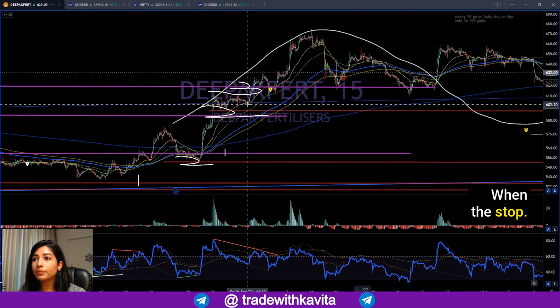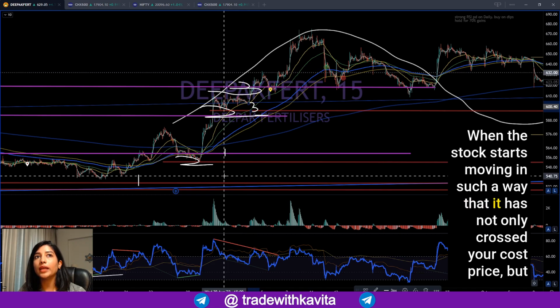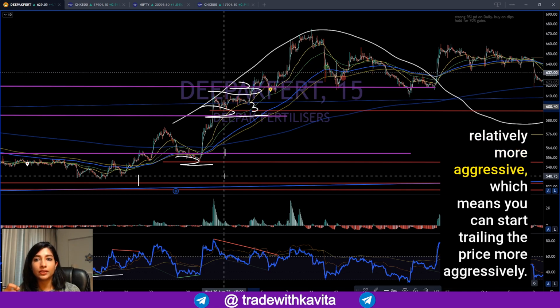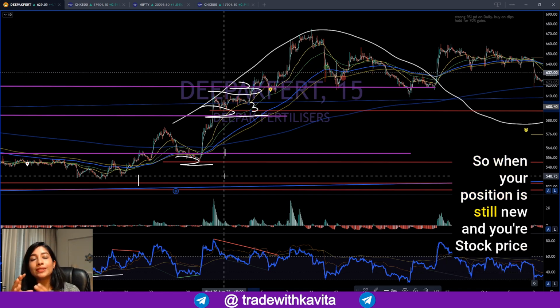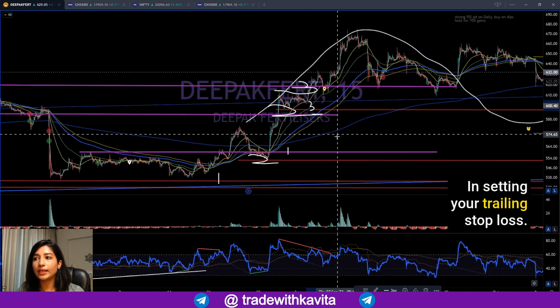When the stock starts moving in such a way that it has not only crossed your cost price, but also one or two resistances above the cost price, then your stop loss revisions can be relatively more aggressive, which means you can start trailing the price more aggressively. So when your position is still new and your stock price has still not moved significantly beyond your break-even price, you want to be very careful in setting your trailing stop loss.